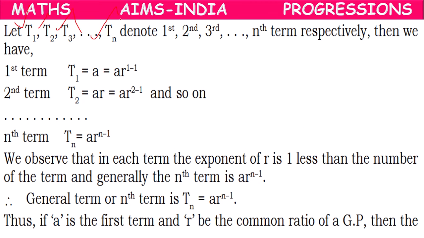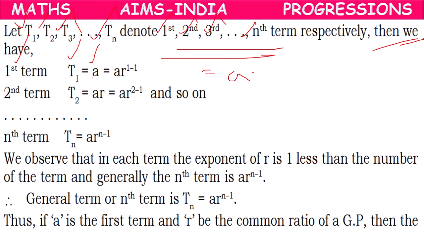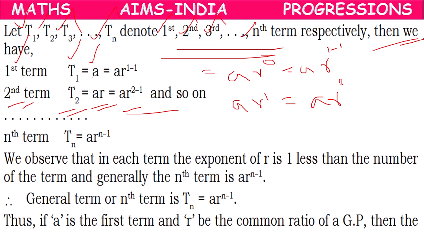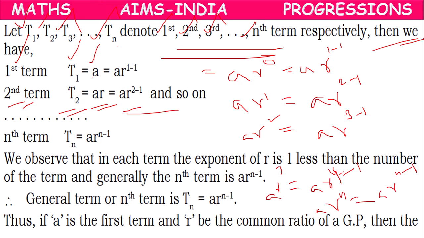Suppose T1, T2, T3, Tn denote 1st, 2nd, 3rd, nth term respectively, then we have first term T1 equal to A, or A R power 0, or A R power 1 minus 1. Second term T2 is AR, or A R power 1, can be written as A R power 2 minus 1. Third term A R square, A R to the power of 3 minus 1. Fourth term A R cube, A R to the power of 4 minus 1. Nth term A into R power n minus 1.